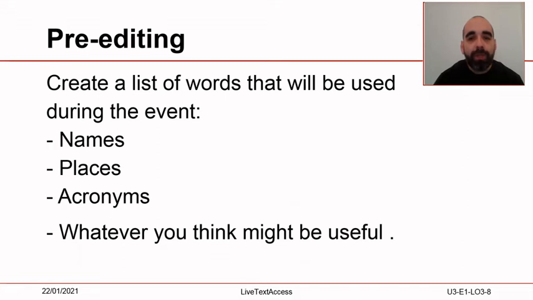Editing software should make it possible to create a list of names, places, acronyms, and any words that are likely to be used frequently during the event in which you will be. The list should include any words that are likely to be frequent in your assignment and that the speech recognition software will not be able to recognize in respeaking.